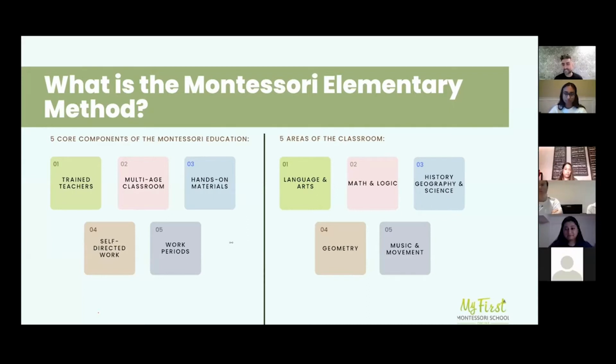And so we've added extra things like coding, French. I'm missing a few, and it'll be in the presentation. It's on the slide deck. Social studies. So it's 8 actually in our program. It's 8, 5 areas of the classroom, and we'll talk to them as we go through the presentation. So that's the 5 components of the Montessori education and the 5 areas of the classroom. We're going to do a deep dive into that in a few minutes.